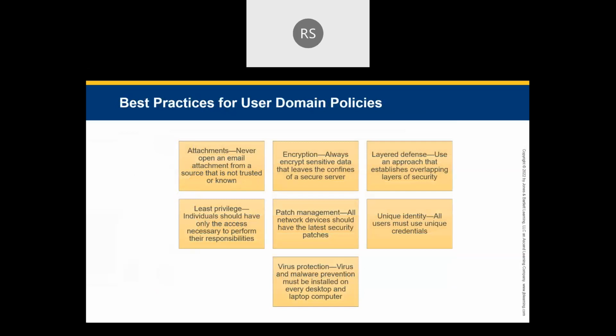Now, there are some best practices for user domain policies. Some of these include that users should never open email attachments from untrusted or unknown sources. So attachments can contain malicious code that can compromise the security of a system. So you want to exercise caution and verify the source before opening attachments.